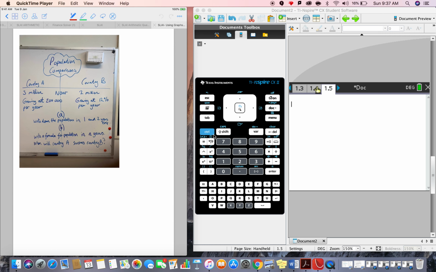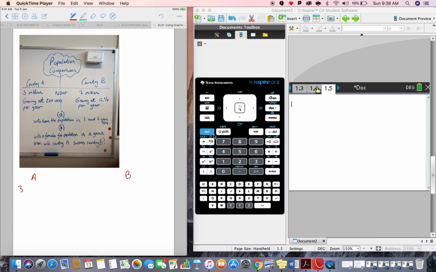Okay, so this is a question you should try before you watch the solution, and I'll give you a summary of population growth and comparisons. So part A, write down the populations in 1 and 2 years' time. So I'm going to analyse country A here and country B here.